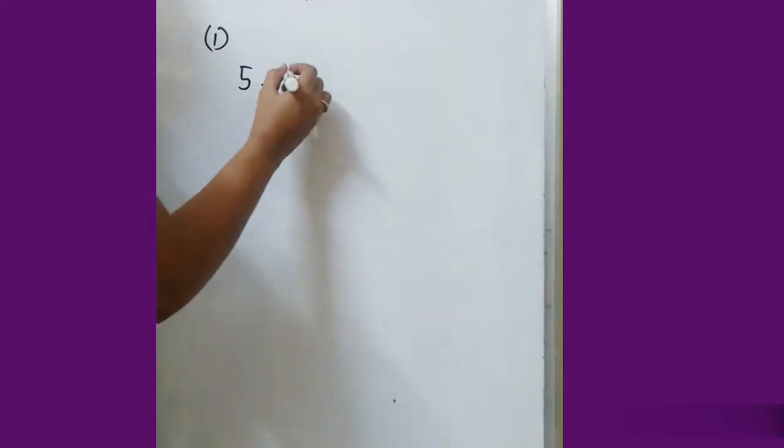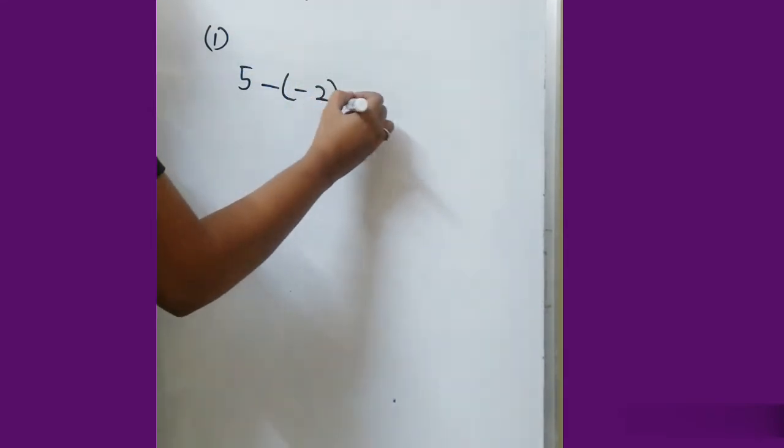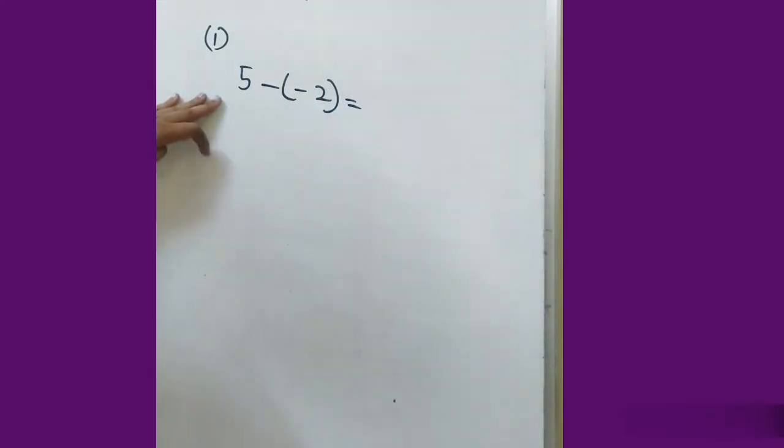5 minus minus 2 is equal to what? When you solve this, you have to simplify the equation. What we have to do? We have to make it simple. How we will make it?